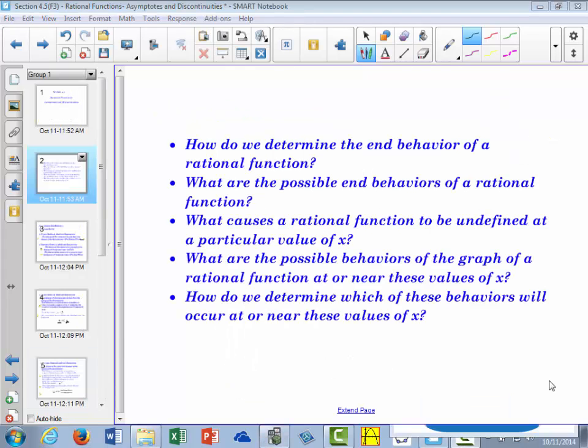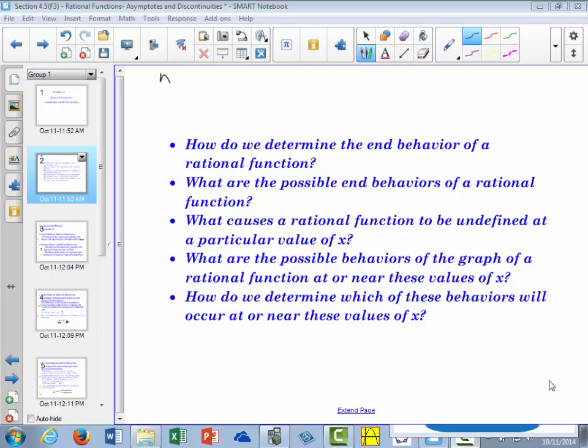So let's do a quick recap. How do we determine the end behavior of a rational function? Well, we compare the degree of the numerator to the degree of the denominator. What are the possible end behaviors of a rational function? Well, if the degree of the numerator is less than the degree of the denominator, then the graph will eventually approach a horizontal asymptote of 0. If the degree of the numerator is equal to the degree of the denominator, then our graph will level off at a horizontal asymptote where y is equal to the ratio of the leading coefficients.